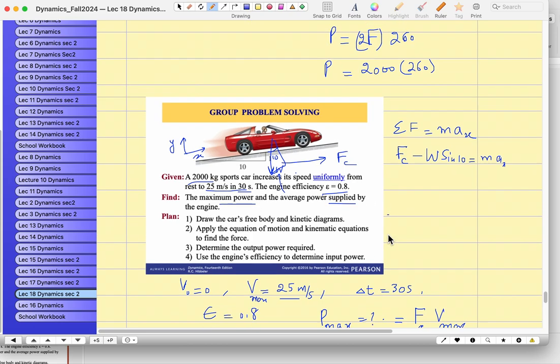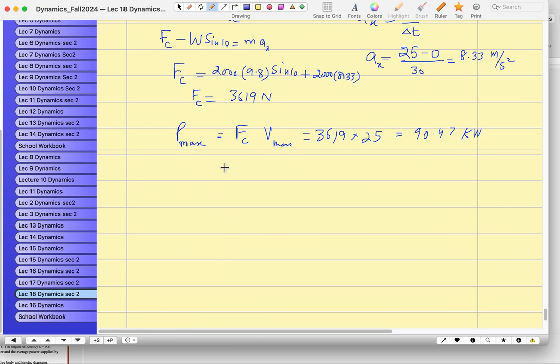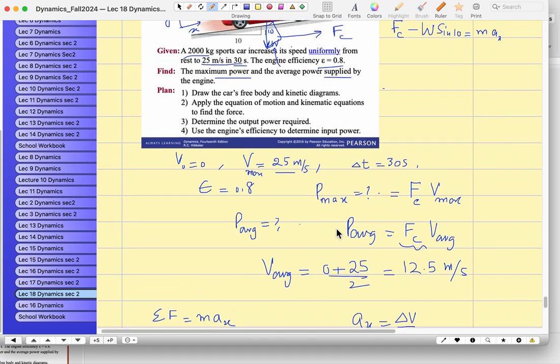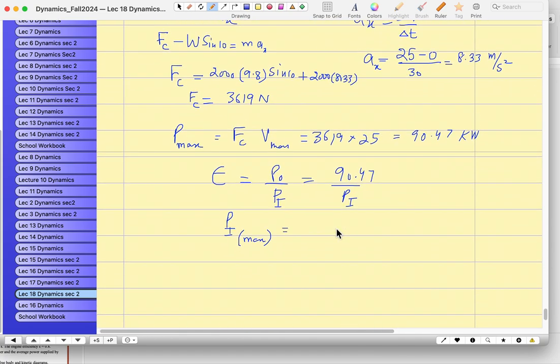So we still have to use the efficiency. Efficiency is output power over input power. The maximum power, which is the output power, is 90.47 divided by the input power. What is the maximum input power? This is for the maximum case. The efficiency of this car engine is 80%. So I'm going to write down 90.47 divided by 0.8. That is 113 kilowatts. So this is the maximum input power.